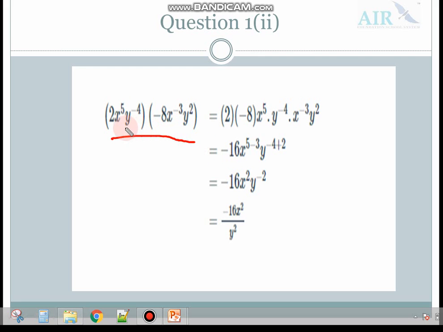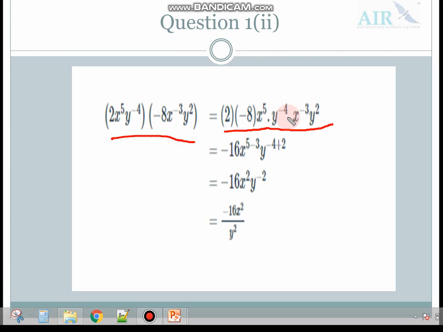First of all, we will write 2 into minus 8 and then x power minus 5 y power minus 4 into x power minus 3 y square. The very easy question. I hope that you know what to do next. As they are getting multiplied with each other, so if the bases are same, you have to add the powers. Simply do it. Minus 8 into 2, it will be minus 16. Here we have x power 5 and here we have x power minus 3. Both bases are same, so their powers will get add.